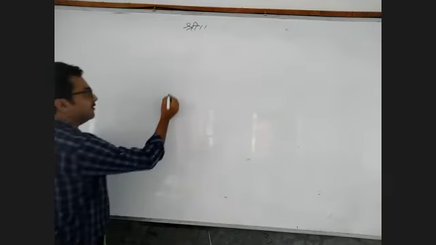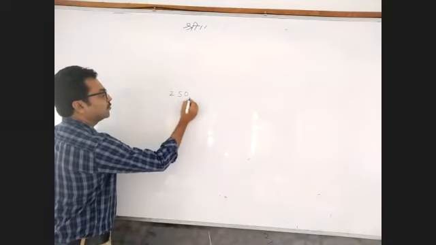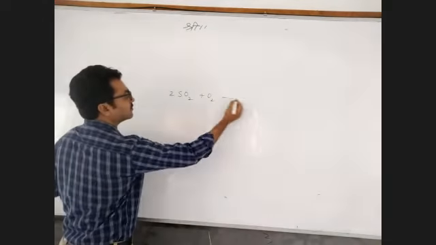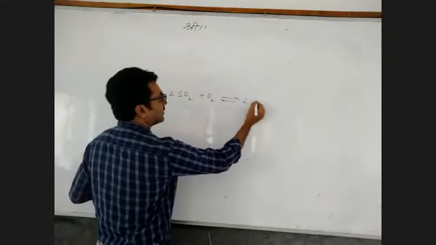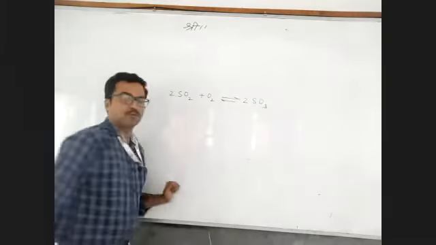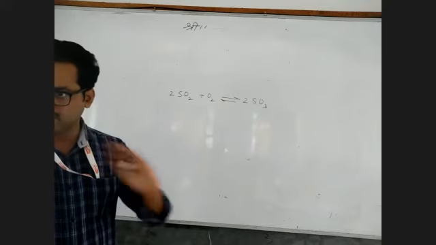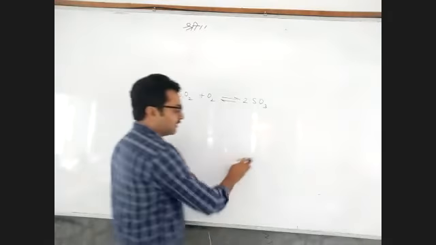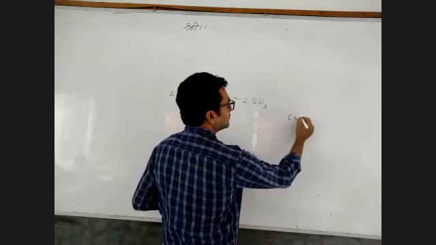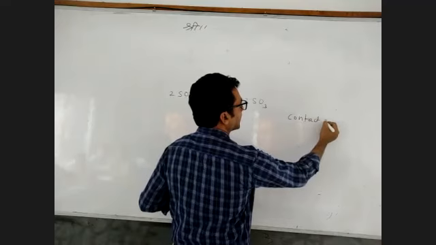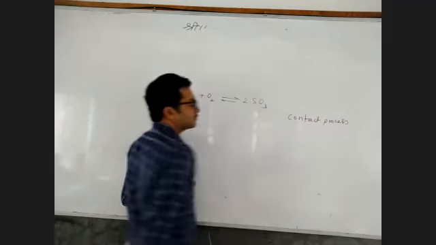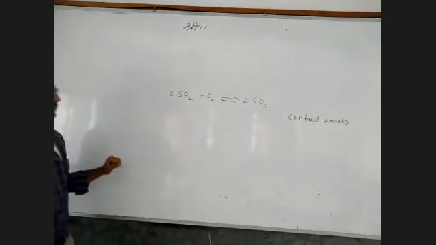Next question. Here 4 equilibriums are there. Listen. 2SO2 plus O2 gives rise to 2SO3. What is this process called? Those who want to talk, go out and talk nicely, and afterwards don't come. Which process is 2SO3? Contact process. It is used for sulfur trioxide preparation.